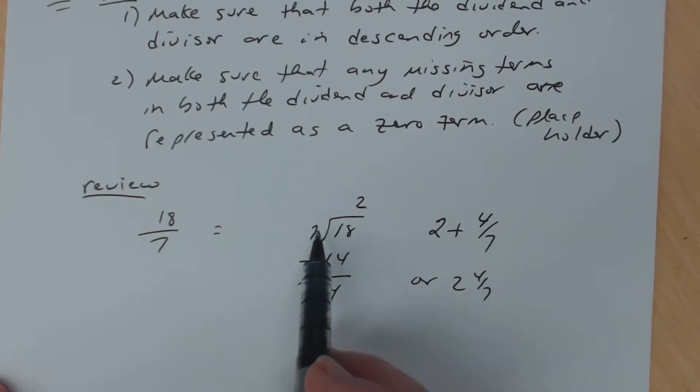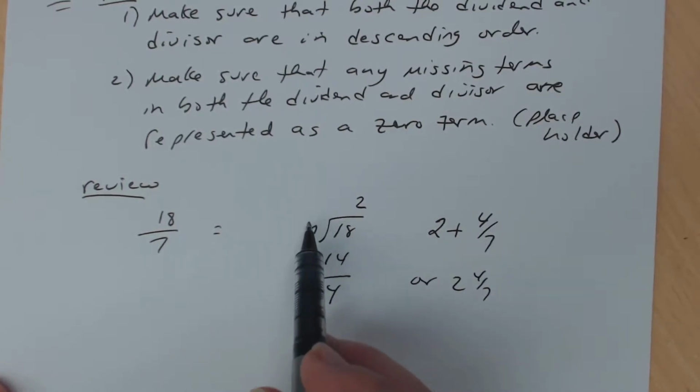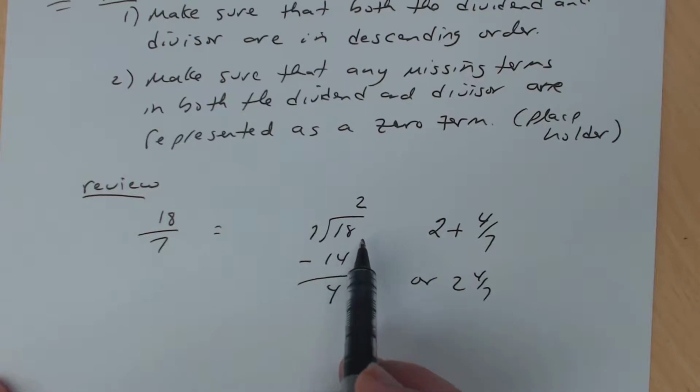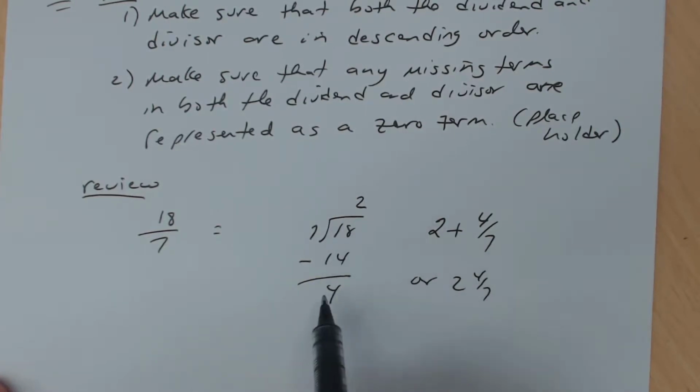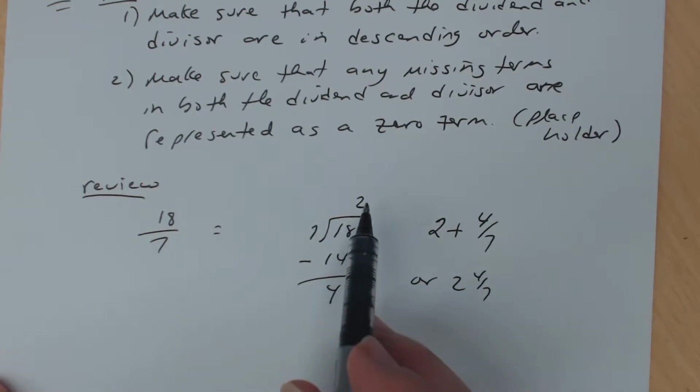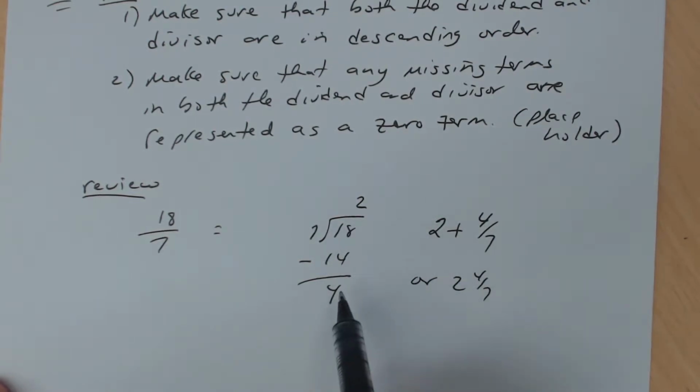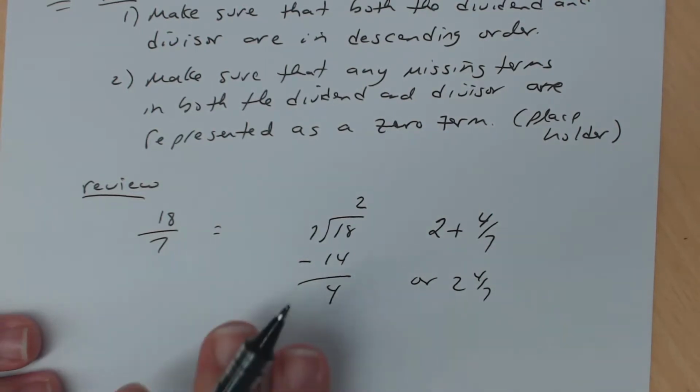Alright, so remember, this is called your divisor. This is called the dividend. This is called the quotient. And this is called the remainder. And when you wrote it, you'd write it as the quotient plus the remainder. And you would write the remainder as a fractional part of this. So you'd write the remainder as 4 sevenths. Okay? Alright, so that's the idea we're going to use.